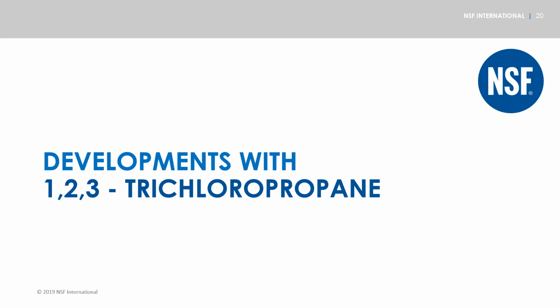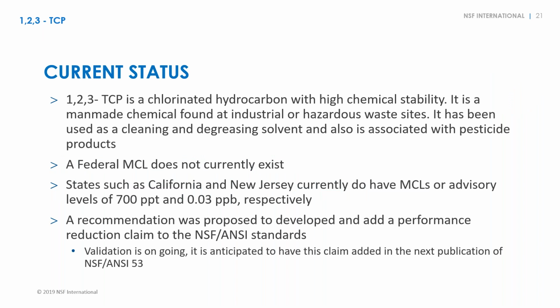Another one I wanted to bring up is 1,2,3-trichloropropane. This is an issue that was brought up this year to the Joint Committee. 1,2,3-TCP, as it's often referred to, is a chlorinated hydrocarbon with high chemical stability, a man-made chemical that's found at industrial and hazardous waste sites. Currently, there's no federal MCL for this particular contaminant. We do know that it's of importance in California, and I do believe California has put in place either an advisory level or an MCL. New Jersey also has one as well, very different.